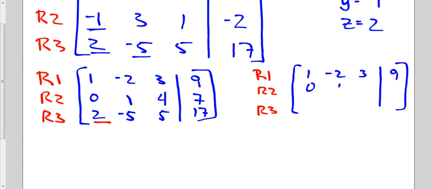0, 1, 4, 7. Okay, now I'm working row 3. So, what did we all get for the first entry of row 3? You get 0, right? How about the second entry of row 3? Remember, I'm doing negative 2 times row 1 and adding it to row 3. Negative 1. Good.